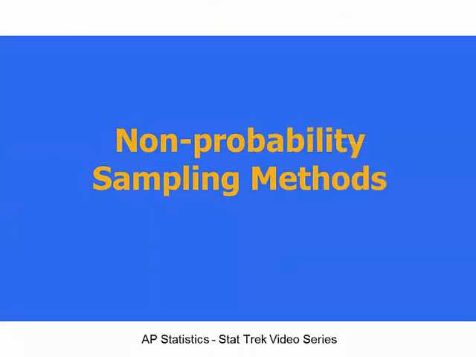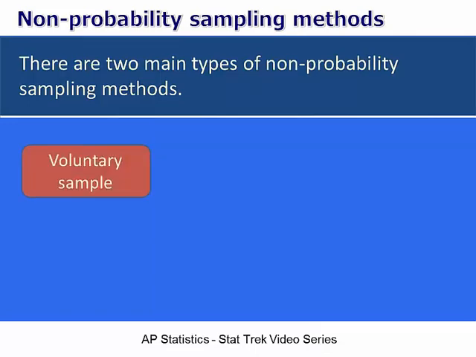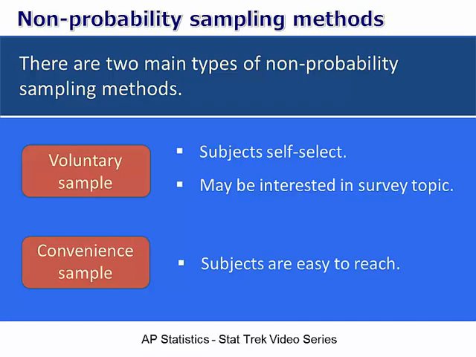Let's talk about non-probability sampling methods. There are two main types of non-probability sampling methods: a voluntary sample and a convenience sample. A voluntary sample is made up of people who self-select into the survey. Often these folks have an interest in the main topic of the survey. A convenience sample is made up of people who are easy to reach.